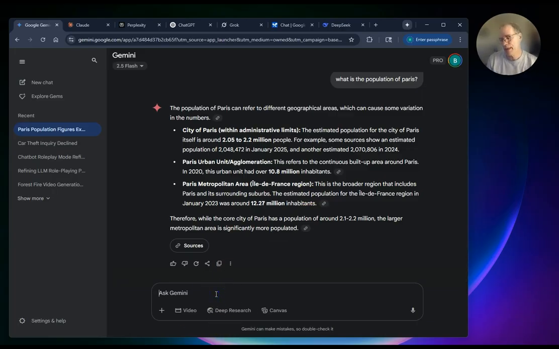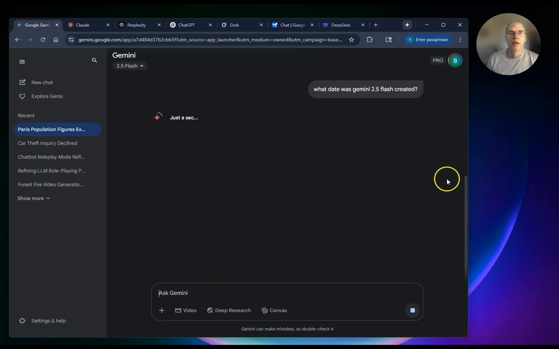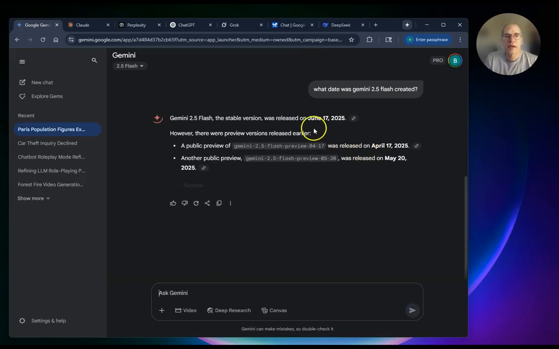So you can maybe ask Gemini, what date was Gemini 2.5 Flash created? So this tells you that the stable version was released on June 17th, 2025. So that was just released. This is the newest version of it, but another public preview of 2.5 Flash is May 20th. So these are actually constantly being updated and retrained.